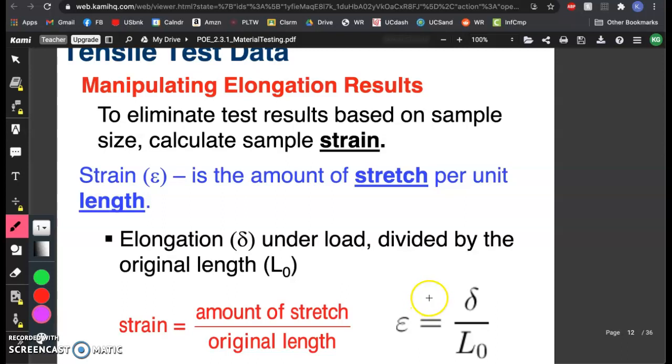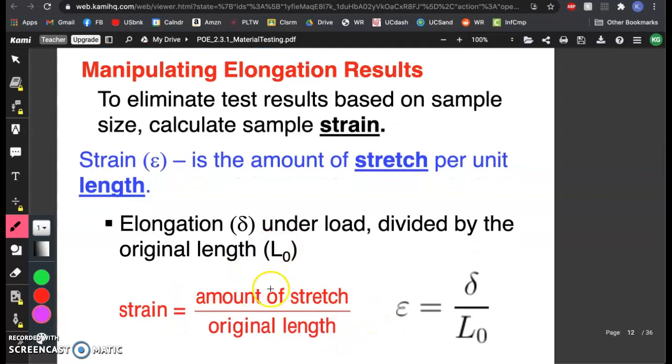Because imagine you had a beam that was 20 feet long, and you applied some stress to it. That's going to stretch a lot more before it breaks compared to a 2-inch piece. So basically, to even things out, so it doesn't matter if you have a tiny piece or a big piece, we want to get the same number.